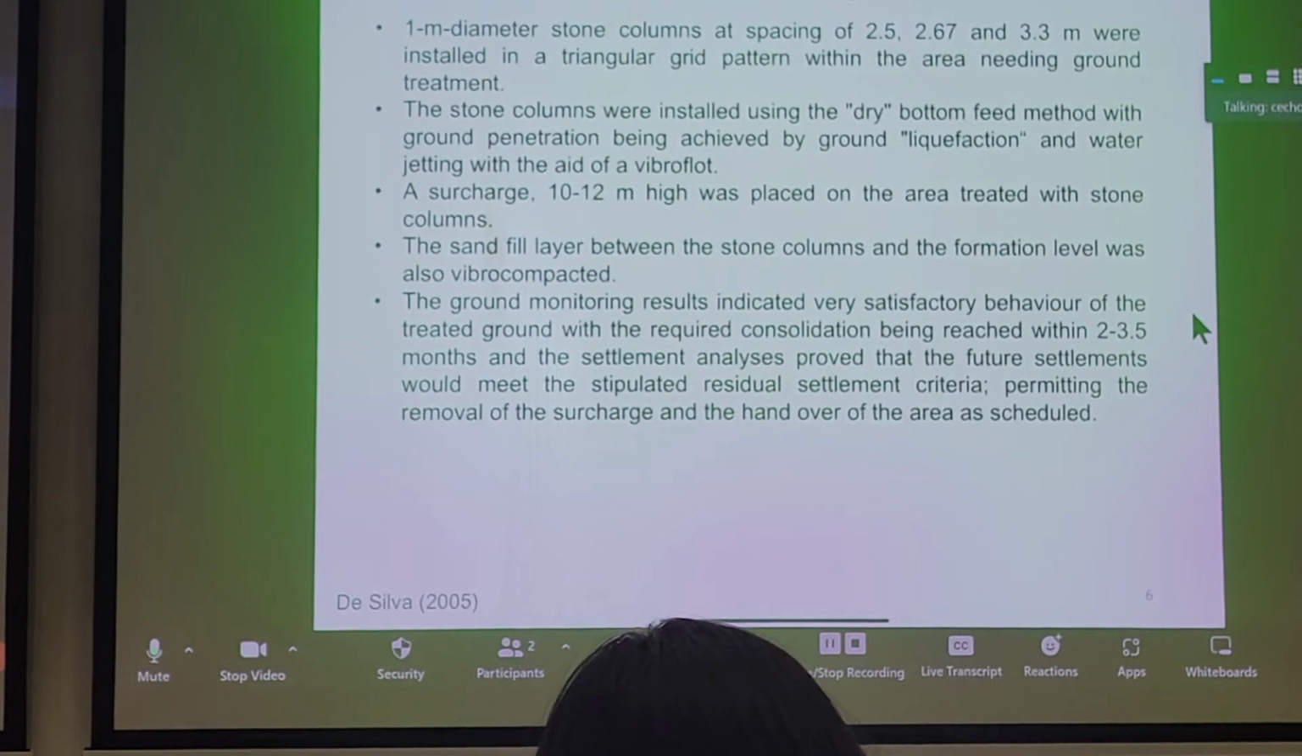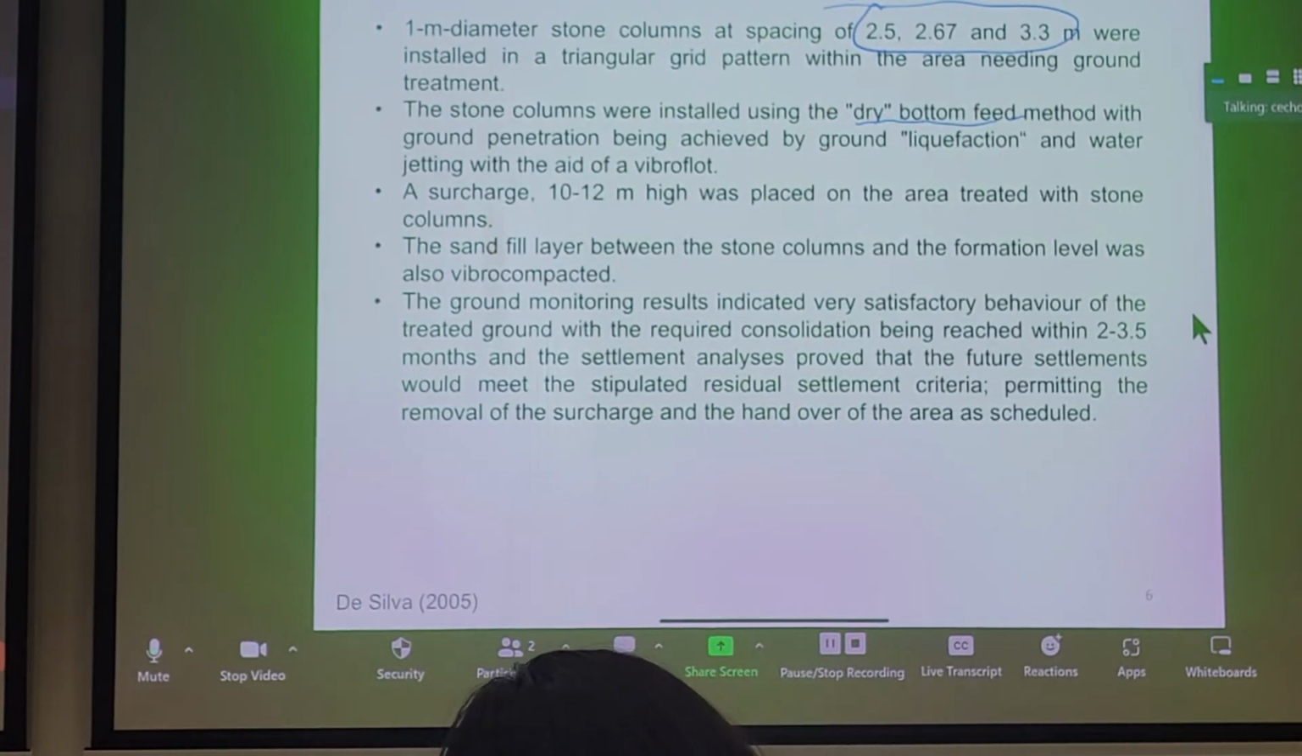To give you an indication, I mentioned that the spacing of the columns would differ depending on how thick the mud is. They use different types of spacing, and although it's a triangular pattern, I mentioned it's a dry bottom feed method, but to help the vibrating device and casing go into place, they did some pre-flushing using air and fluid to get that casing into place. They place a surcharge on top, as I've shown you, to provide a bit of loading to mobilize strength and to create settlement. And this fill layer was also vibro compacted, which caused additional settlement.